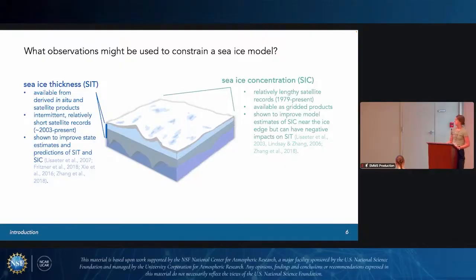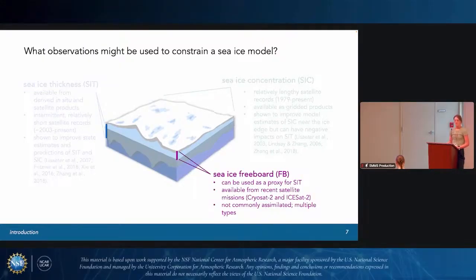Our project wants to make a case that we should think about assimilating a third type of observation, which is sea ice freeboard, which, if you're not familiar, is a measurement of the height of the ice surface off the height of the sea surface. It's typically a little more readily available than sea ice thickness observations, and in fact, many of our remotely sensed thickness products are estimated from the freeboard products from the same missions. And freeboard is available from recent satellite missions, including Cryosat-2, which targets the snow-ice interface using radar altimetry, and ICESat-2, which targets the snow and ice top of surface using laser altimetry.